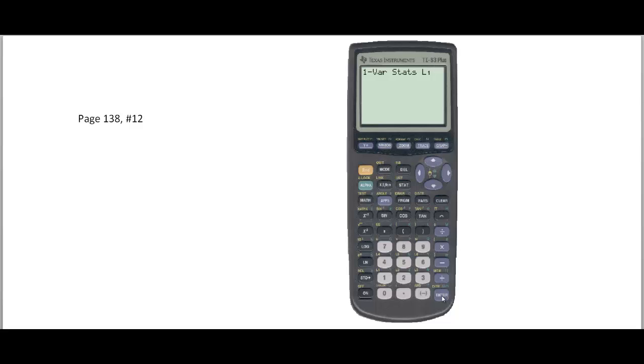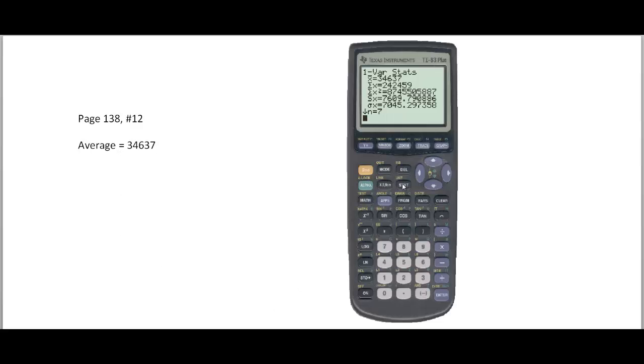This is going to do the one variable stats for list 1, and it gives us our average, which is $34,637, the average starting teacher salary in Europe. Here's our average, and I'm going to write this down: 34,637. I'm going to need that because I'm going to use it to do my work here. Now you'll notice there's something else really handy on the screen. We're going to come back to it at the end of the problem.